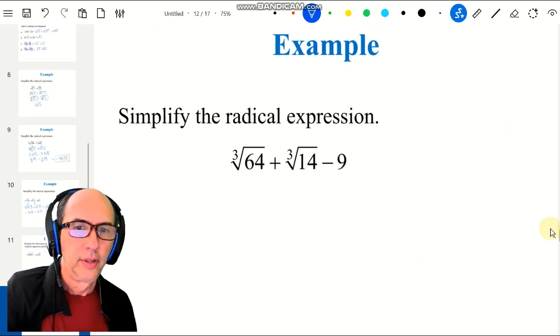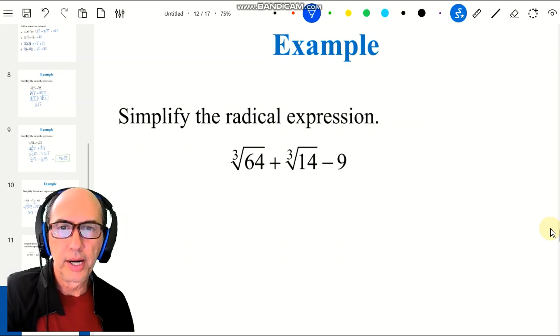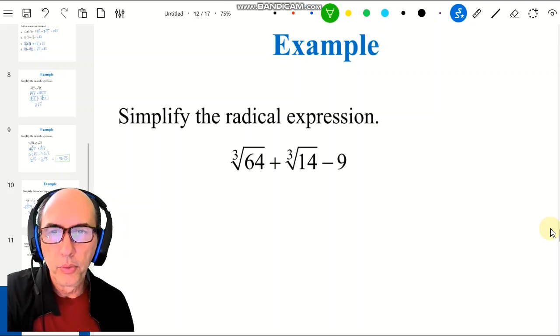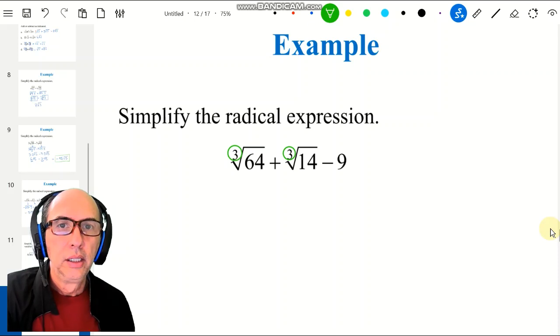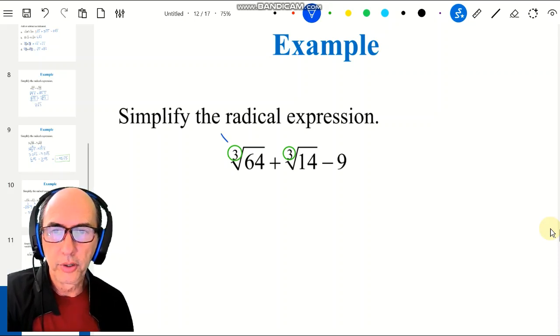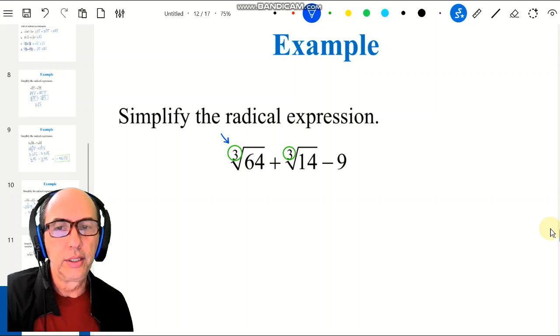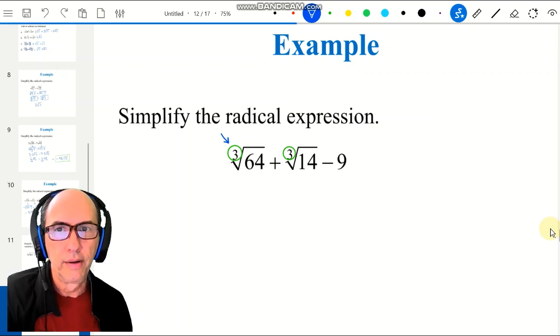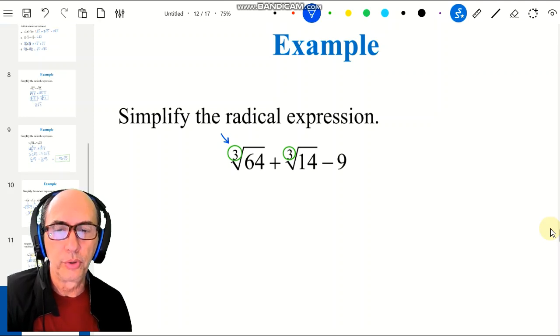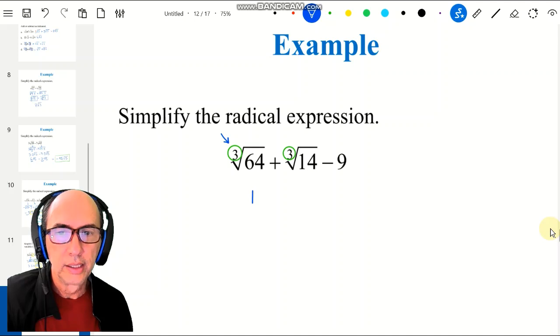Okay. We have another example. Simplify the radical expression, but be careful because now we don't have a square root. We're going to have cube roots. Pay attention because what's the cube root of 64? You know the square root of 64, right? Square root of 64, 8 times 8, 64. But now we're talking about cube root of 64. It is the number multiplied by itself again that is equal to 64. Yes, it's 4. 4 times 4, 16 times 4, 64.